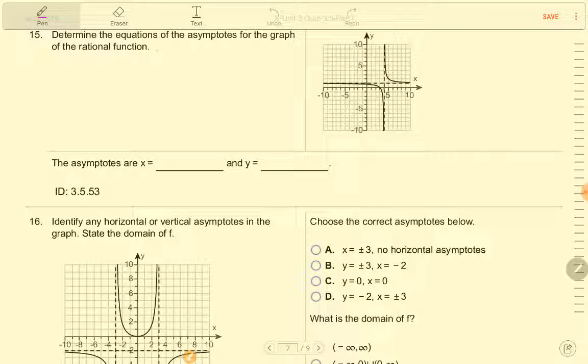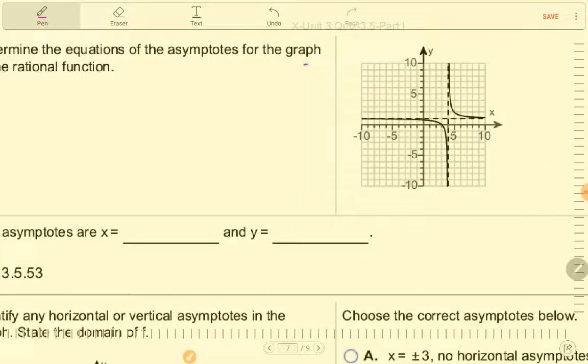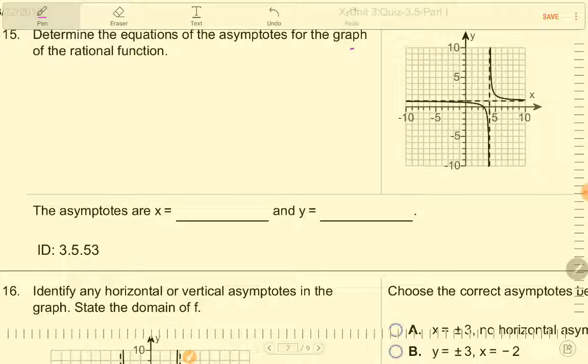Determine the equations of the asymptotes for the graph of the rational function. So now that we're looking at a given image, determine the equations of the asymptotes. Okay, well that's easy because they're straight vertical and horizontal lines. So I don't have to figure out like a slope and an intercept and all that.